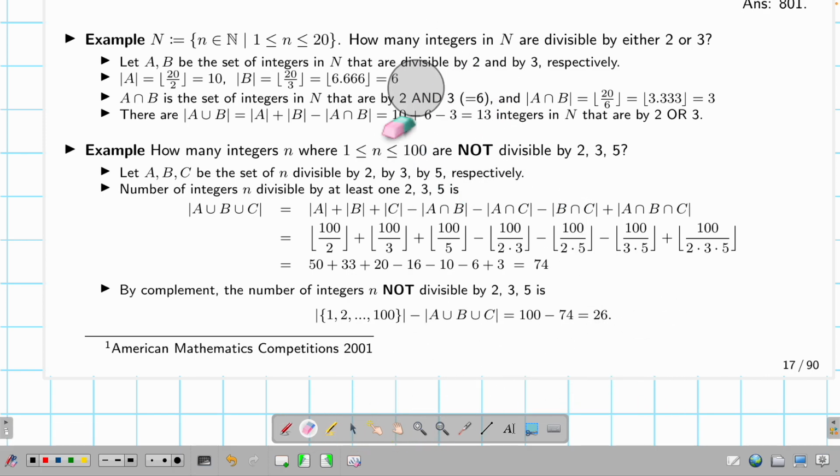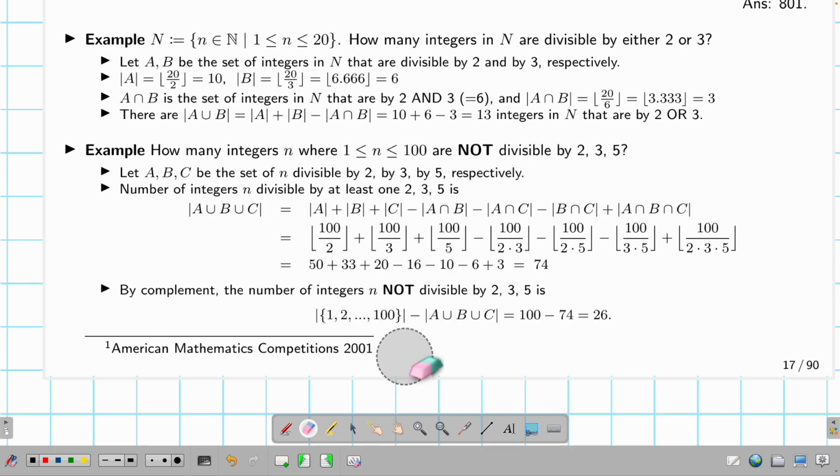Then how many of them are double counted? So A and B is the set of integers that are divisible by 2 and 3, which means divisible by 6. So the size of A and B will be 20 divided by 6, which is 3.3 something. Take the floor, it's 3. So what are those numbers? 6, 12, 18, okay? And then by the inclusion-exclusion principle, the size of A or B will be A plus B minus A and B. So 10 plus 6 minus 3.